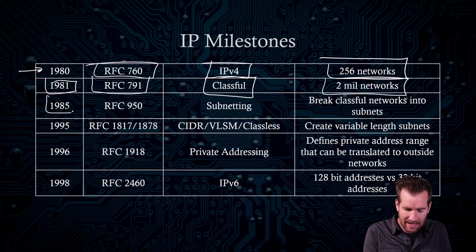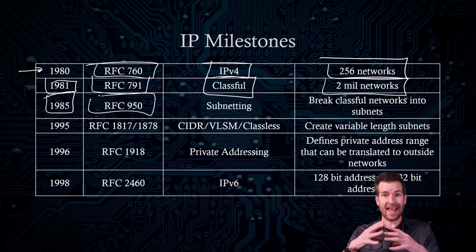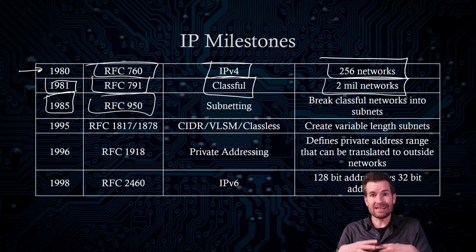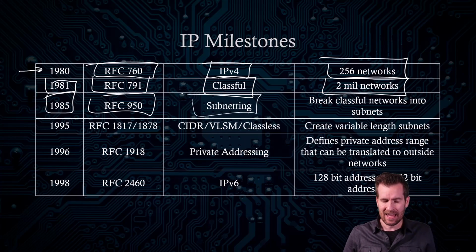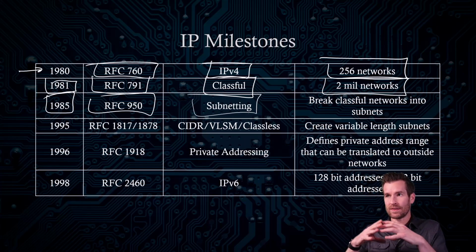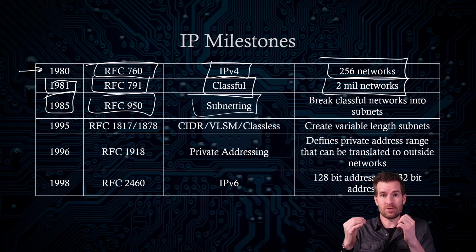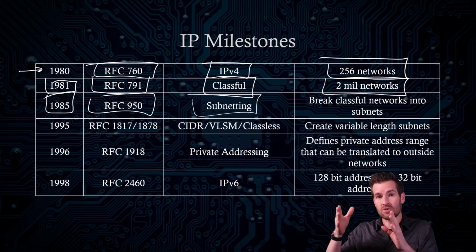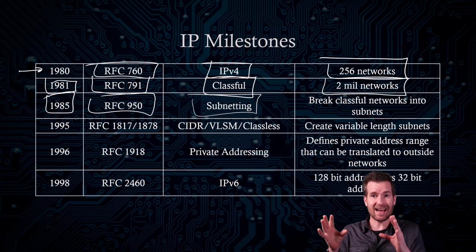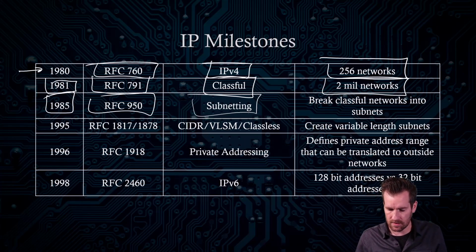So then in 1985, RFC 950, we were once again running out of these networks. We needed more networks, so it created this concept of subnetting. It said, well, within a class A, we have way too many hosts, and we want to break that apart into smaller segments. So we are going to subnet it. Even though it's a class A, we're going to break it apart into smaller networks. So that's the idea of subnetting, to break it apart into smaller networks.